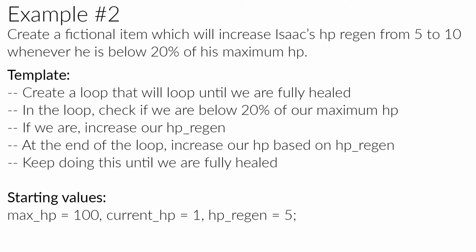First of all, we create one main loop that will loop until our current HP is no longer lower than our maximum HP, so until we are fully healed. In the loop, we have to check if we are below 20% of our maximum HP, and if we are, we will increase our HP regen. At the end of the loop, of course, we have to increase our HP based on how much HP regen we have, and we'll keep doing this until we are fully healed. The starting values are our max HP is 100, our current HP is 1, and our default HP regen is 5.